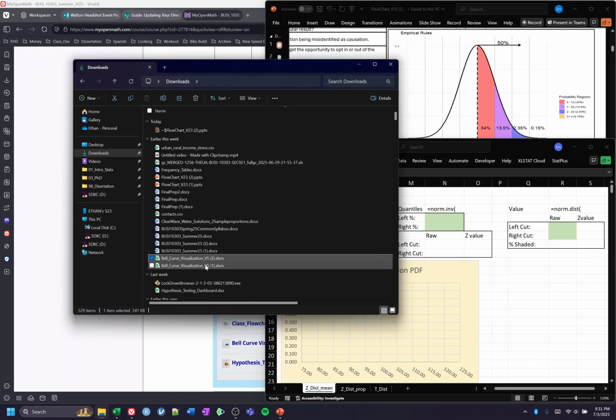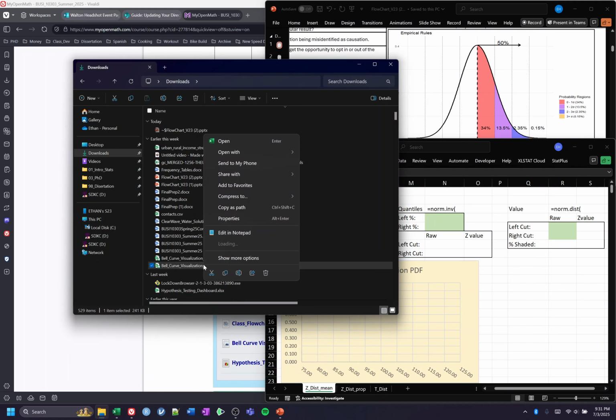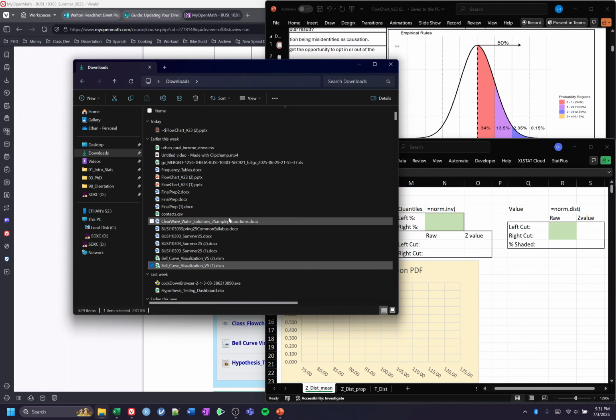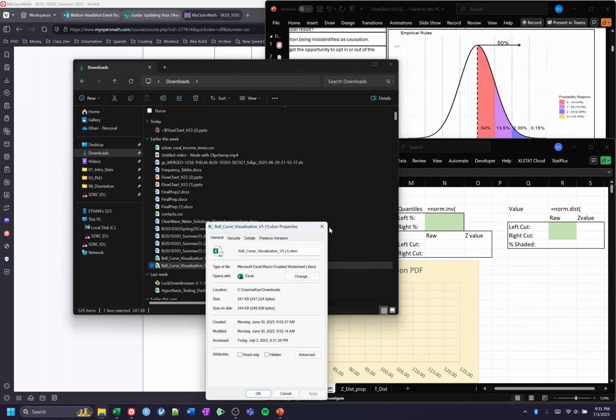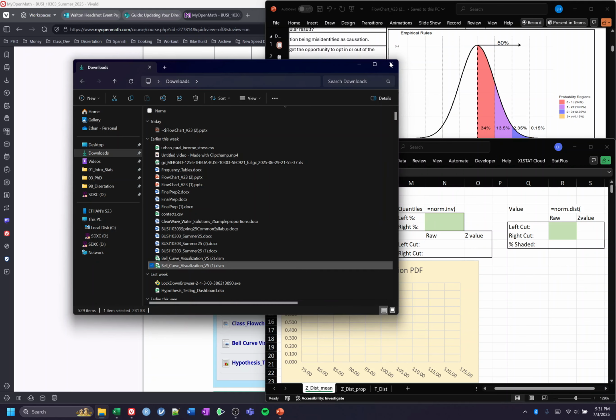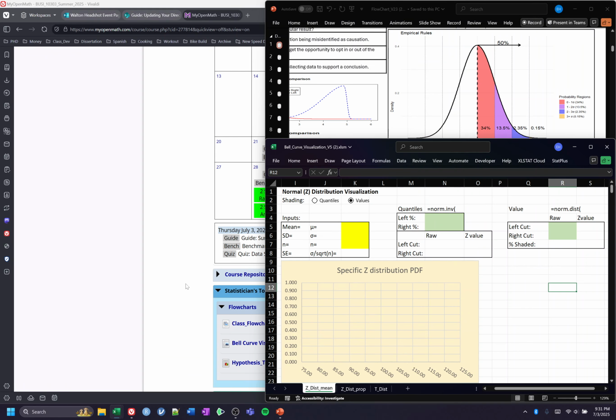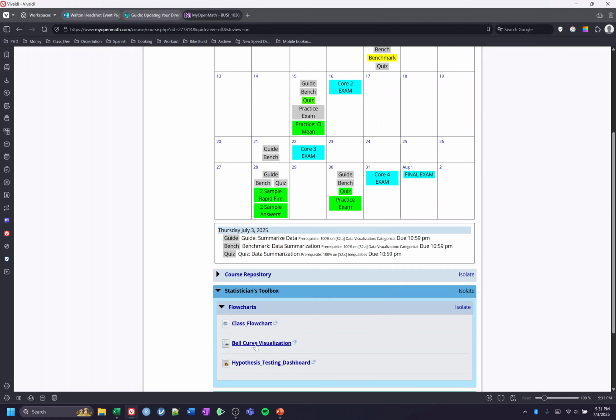Let's see if I have one where I haven't unblocked it yet. Let me do a two-finger click on this one and look at these properties. It looks like I've unblocked them already, but you can go in and see that. Let me just download it again so I can show you. Download the bell curve visualization. Let me go to my downloads again.